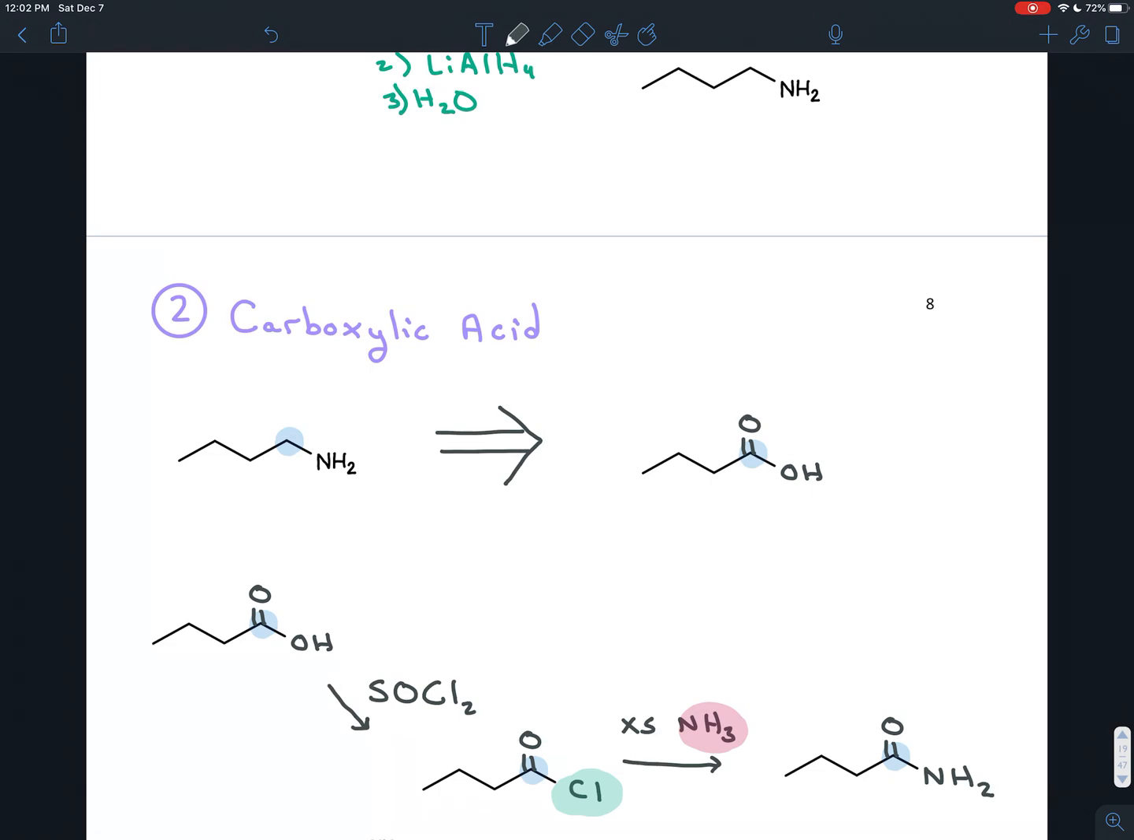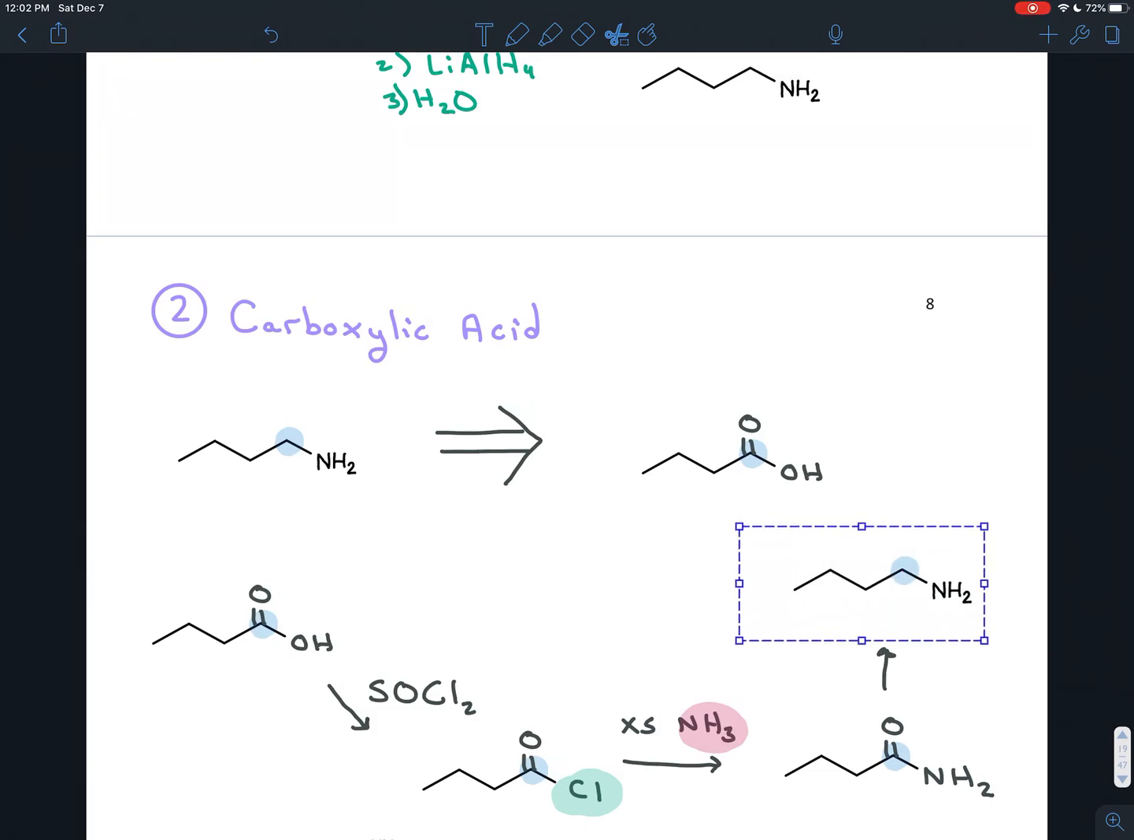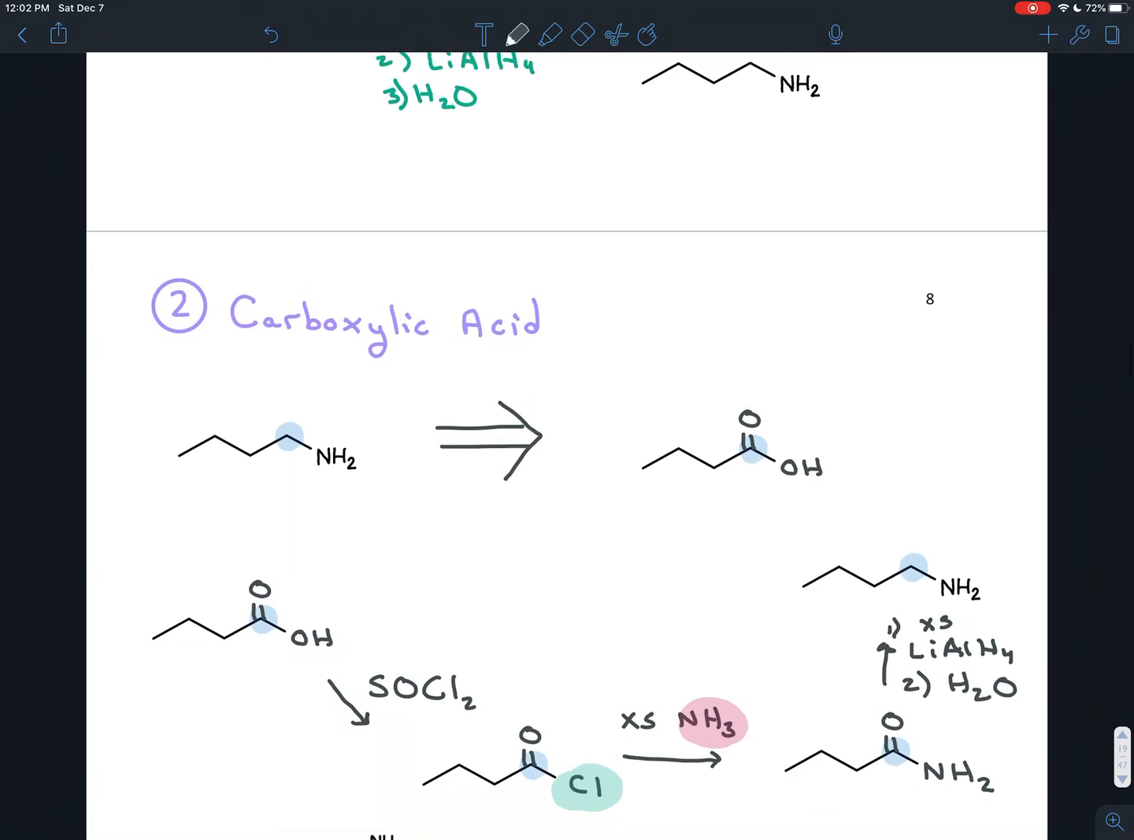And you can turn this amide into an amine, the product that we want, by doing a reduction. Notice 2 bonds to oxygen here, no bonds to oxygen there, so that is a reduction, and that would be using lithium aluminum hydride. And you use excess, and then followed up with a water wash. And we'll see that this is the procedure in general for turning a carboxylic acid into an amine.